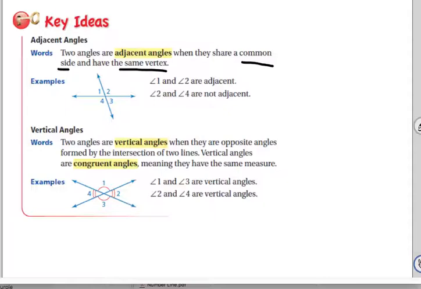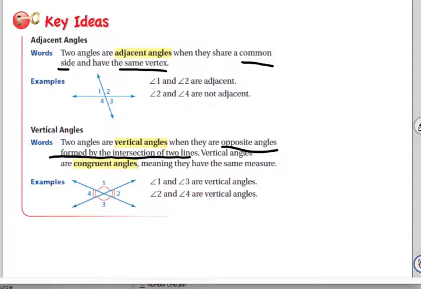Vertical angles. Two angles are vertical when they are opposite angles. They have to be opposite angles formed by the intersection of two lines. Okay? And the cool thing about vertical angles is that their measurements are congruent. They're vertical and congruent. So the vertical angles, their measurements are going to be equal. Okay?